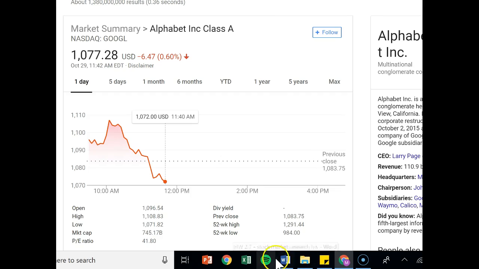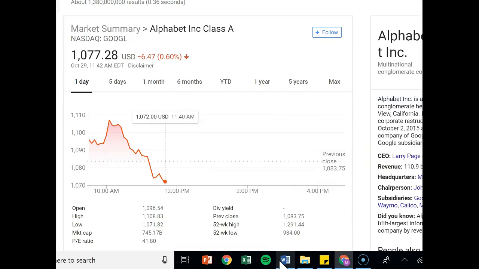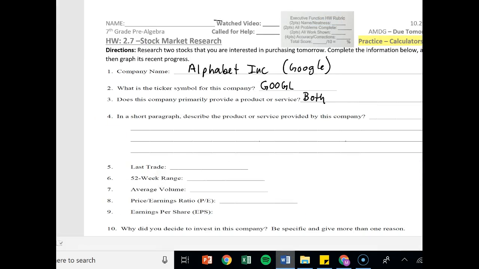Okay. So then the next thing you're going to want to do is go back to the market summary page here. And you're going to say, what was it last trading at? You're going to use the last trading price as its current previous close. So it's $1,083.75. And how did I get that again? I looked at the previous close.